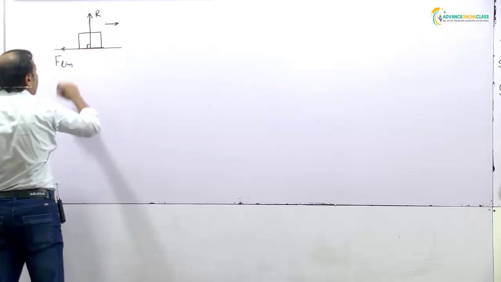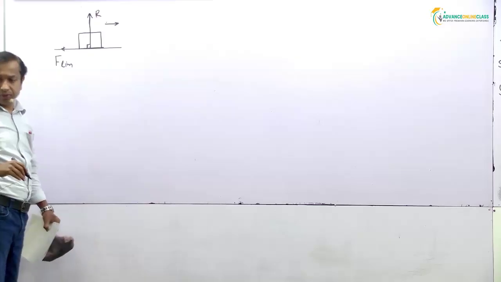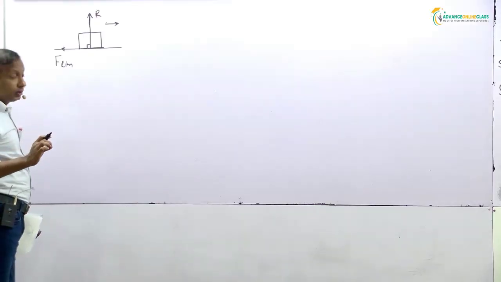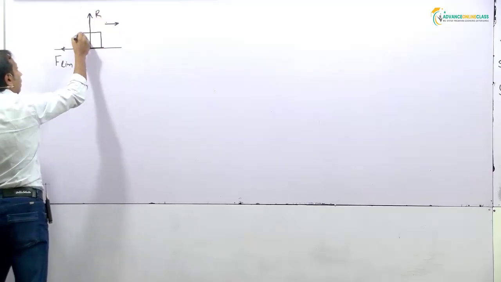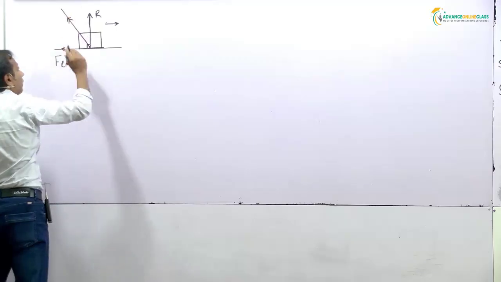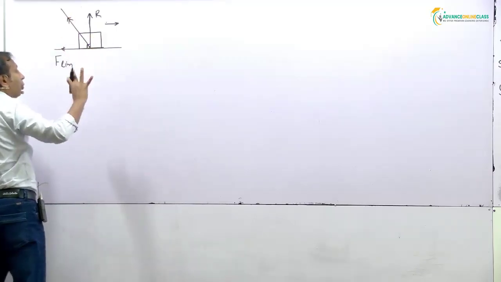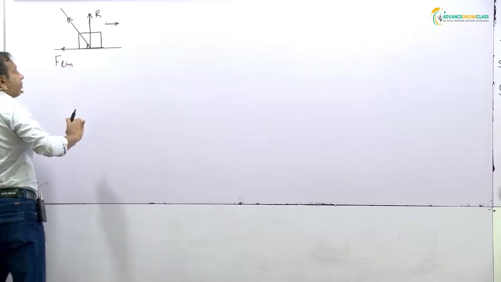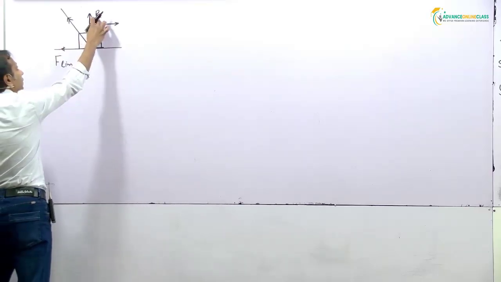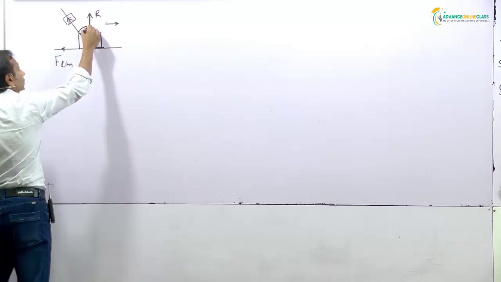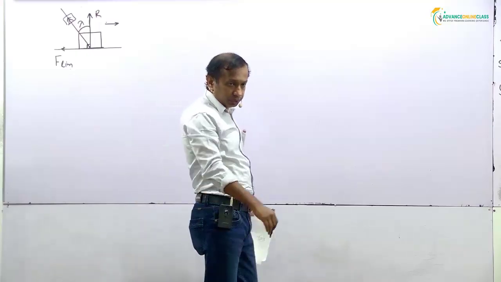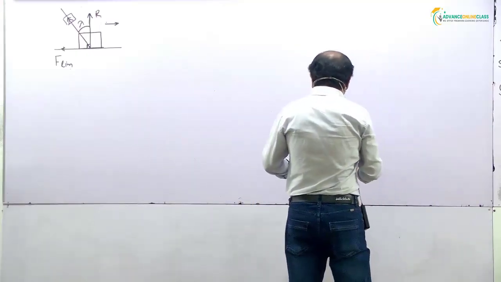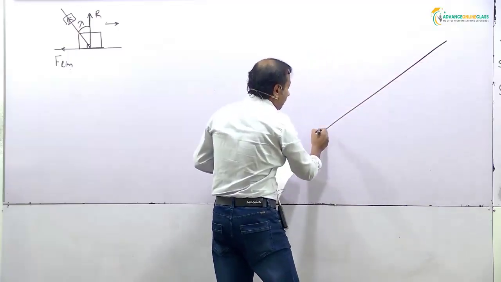At the limited equilibrium moment, the resultant of normal reaction and frictional force we can mark like this. Now the object is in limited equilibrium, that means ready to move. At that instant, the resultant of frictional force and normal reaction makes an angle with the normal reaction, and this angle only we define as lambda, the angle of friction. Understood? Right.